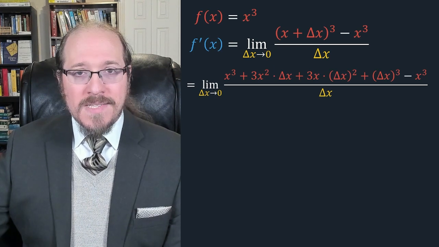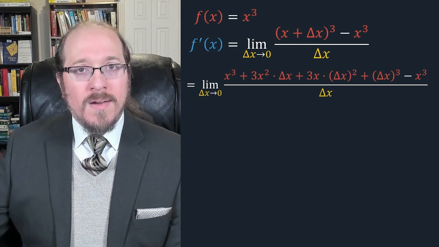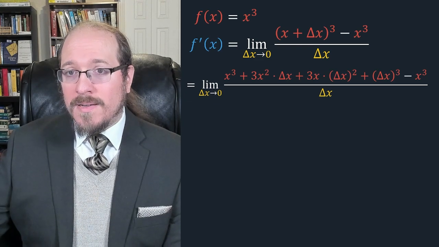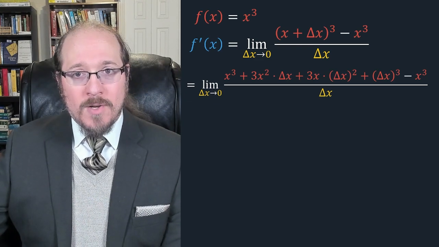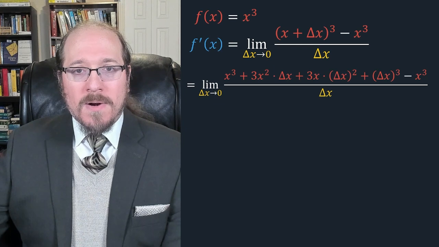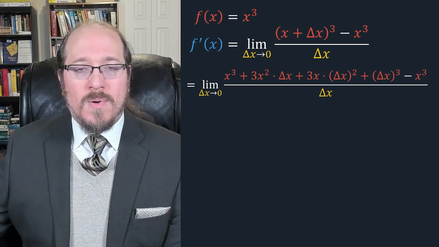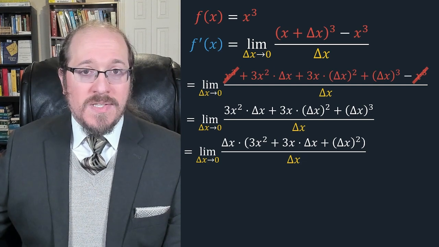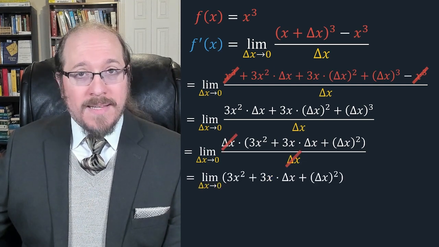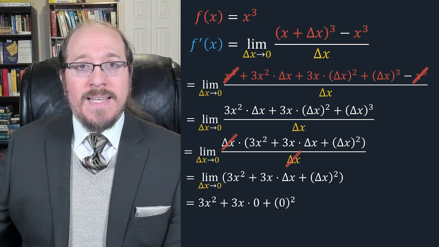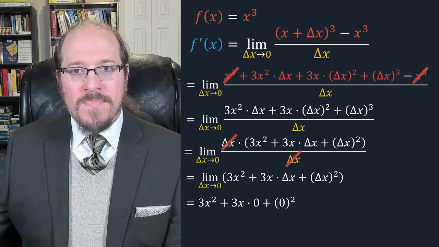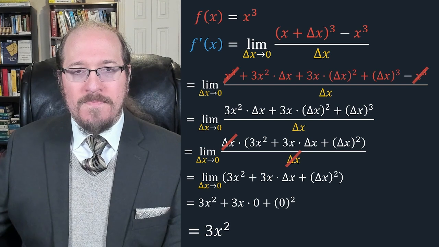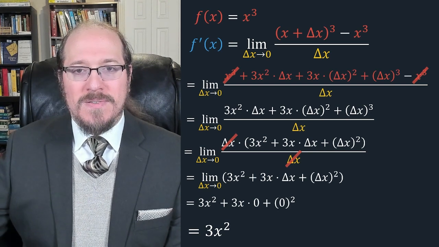Anyway, we get x cubed plus 3x squared times delta x plus 3x times delta x squared plus delta x cubed. From here on, the process is pretty much the same as with x squared. Cancel out the x cubes, factor out a delta x from the numerator to cancel out with the denominator, and finally let delta x equal 0. And we find that the derivative of x cubed is 3x squared, just like the power rule says.